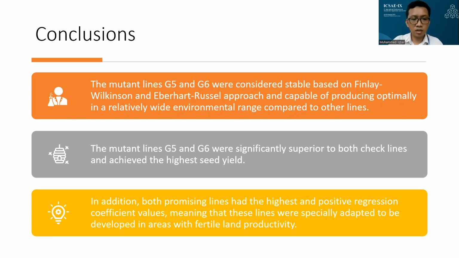To conclude, the mutant lines genotype 5 and genotype 6 were considered stable based on the Finlay-Wilkinson and Eberhart-Russell approach and capable of producing optimally in a relatively wide environment range compared to other lines. The good point of these lines is that they are superior to both check lines and achieve the highest seed yield. Additionally, both promising lines had the highest and positive regression coefficient values, meaning that these lines were specially adapted to be developed in areas with fertile land productivity.